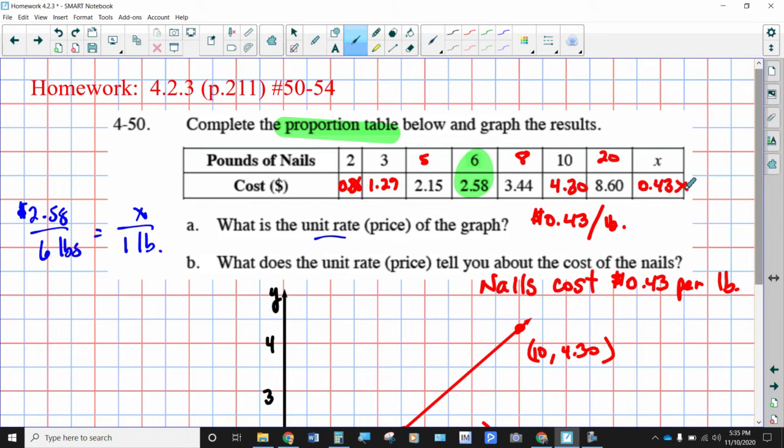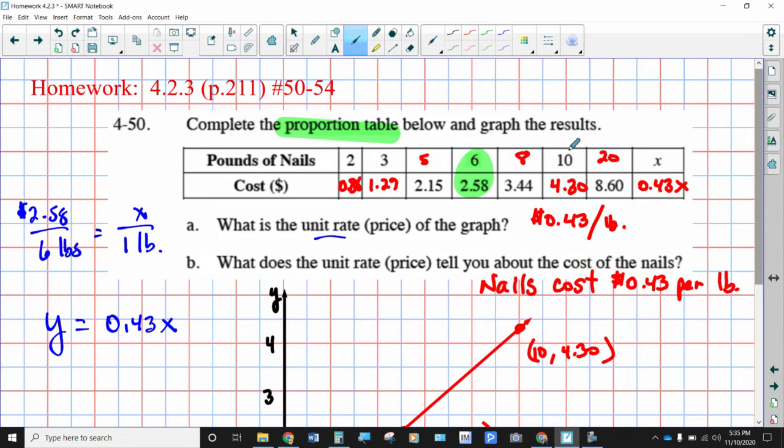Now, the great thing about setting up the equation or the rule y equals 0.43x is that if they give you total cost, you can plug it in here and divide that number by 43 cents. If they give you the total number of pounds, you plug it in here and you multiply that number times 43 cents, and you can fill in all of that data.